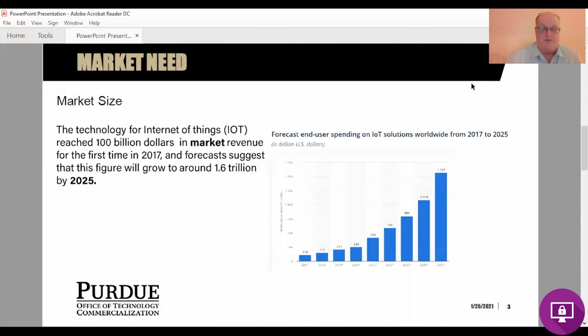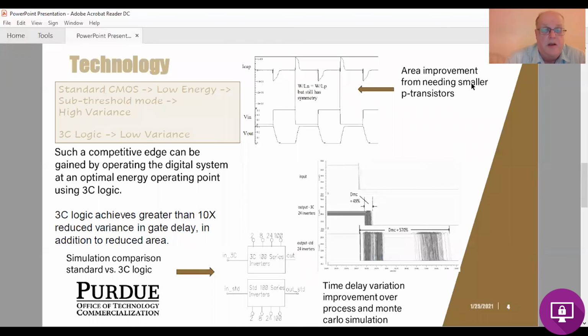The market size, the forecast for spending on IoT solutions, is virtually limitless. For example, in the year 2025, the revenue is expected to be over 1 trillion. That's trillion with a T. So as a way to gain the competitive edge that we seek, we can do that by using 3C logic from Purdue, the technology from Purdue.